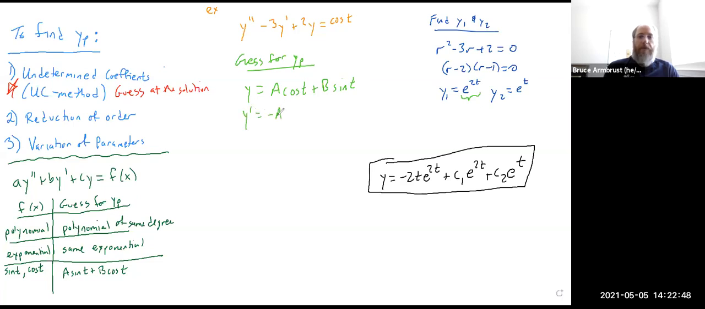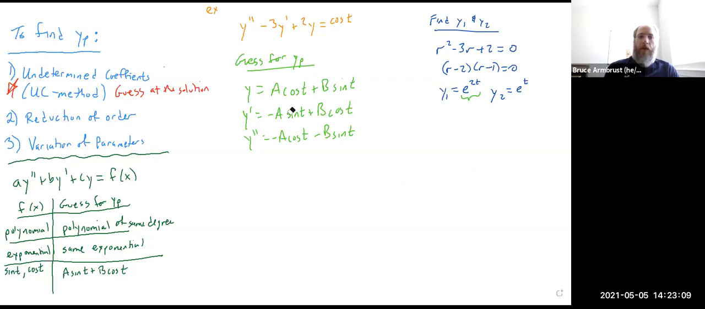So then y prime is minus a sine plus b cosine. So then y double prime is minus a cosine minus b sine. All right, so we put that into our differential equation. I'm going to group them by sines and cosines. So I've got minus a cosine t minus b sine t. That's our y double prime.